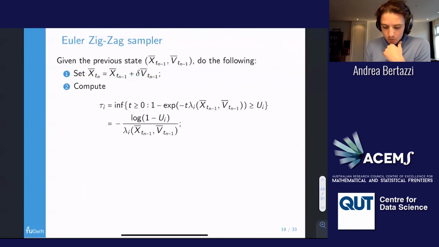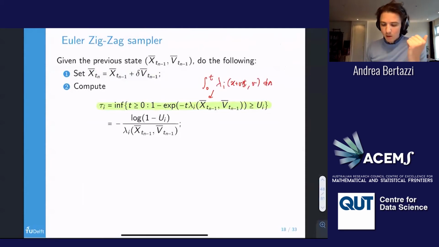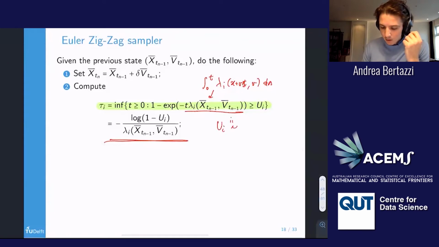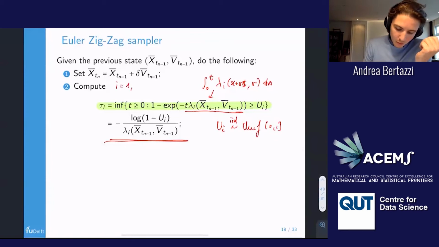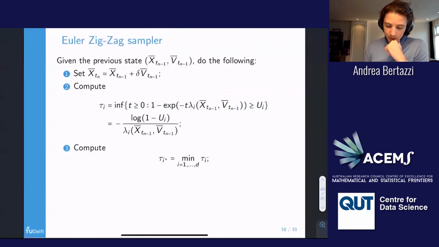All right, and then we have to solve this equation. But in this case, we're freezing the switching rate. Right here, we used to have an integral between 0 and t, and for zigzag this would have been the integral of lambda_i(x + vs, v) in ds. But now we're freezing the switching rate. It becomes much easier, and it turns out that it's very simple to write it in this form, just a fraction. Again, here the u_i are uniformly distributed between 0 and 1, and we have to do this for all components of the process.